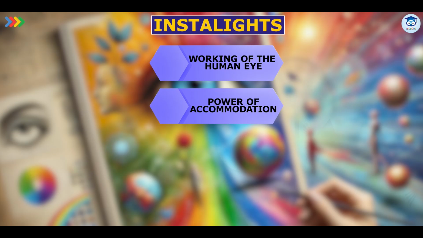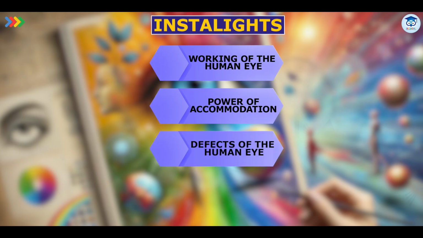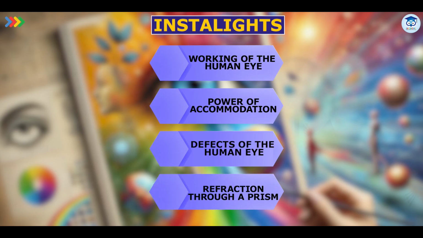We then moved on to the defects of the human eye, including conditions like myopia, hypermetropia and presbyopia, along with their causes and appropriate corrective measures. Finally, we explored refraction through a prism, where we used a ray diagram to observe how light bends through a triangular prism. We clearly identified the angle of incidence, angle of refraction, angle of emergence and the angle of deviation.